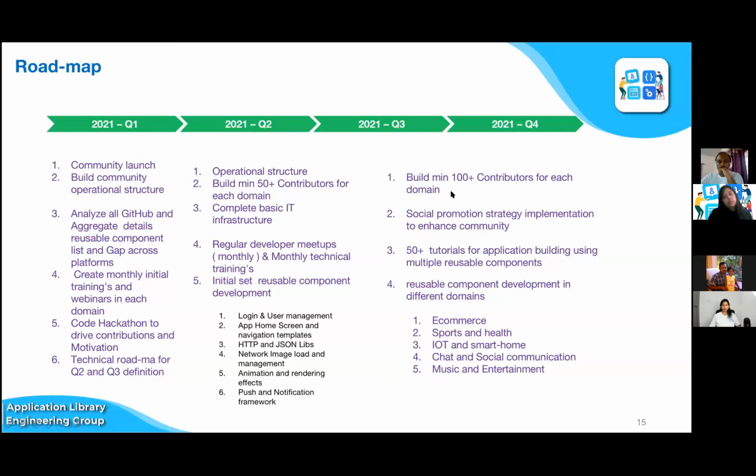Then over the period of this year, we will make sure that every team is focusing on different domains: e-commerce, sports, IoT, chat, health, and communication, so that the components are available and good for all the people who are going to use these components and are willing to work in any specific domain they wish to. This is a high level roadmap.